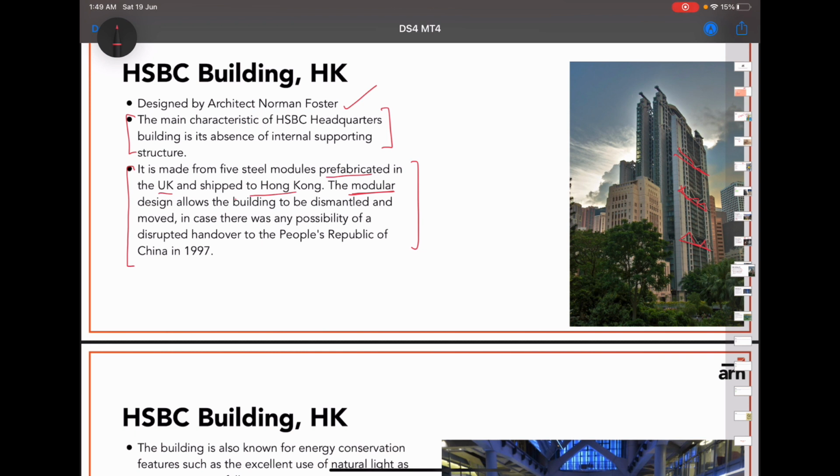I read it somewhere that when the project was given to Norman Foster, they wanted to go to their roots, and they wanted to establish a very good sense of belongingness to their city. So this was another aspect that was considered when designing the HSBC building.